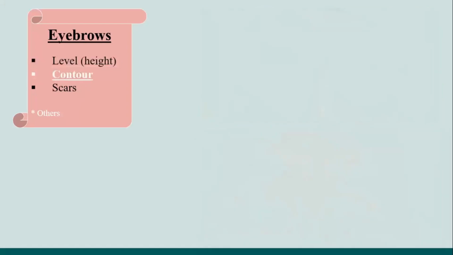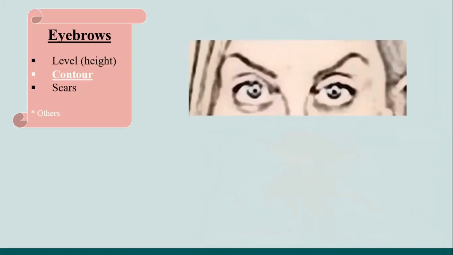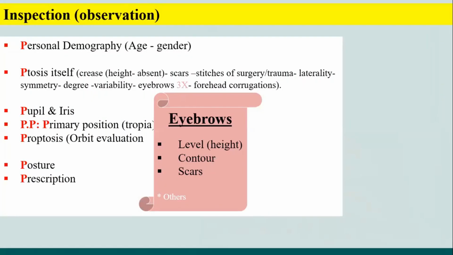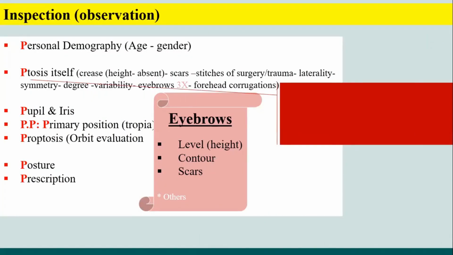And then we talked about the contour, but this is going to be a quiz in the next class. And finally, we talked about scars. There might be stitches or stitch granuloma, who knows. So in this photo, there are scars of previous frontalis suspension here above the eyebrow and here in the middle above the eyebrow.